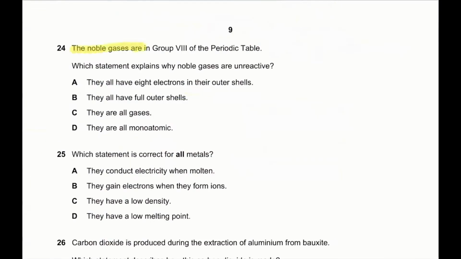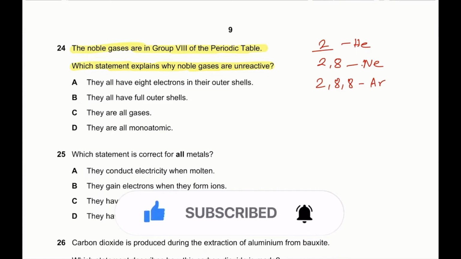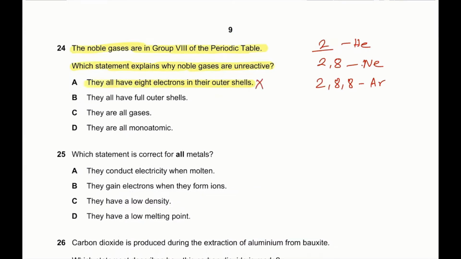Then question number 24. The noble gases are in group 8 of the periodic table. Which statement explains why noble gases are unreactive? The reason why noble gases are unreactive is because of their electronic configuration. As you can see, helium is 2, neon is 2,8, argon is 2,8,8. Having 8 electrons in the outer shell for argon and neon, and having 2 electrons in the only shell of helium makes them stable. Well, not every one of them has 8 electrons in the outer shell, but they all have full outer shells. Yes, that is a correct statement, which is why they are unreactive. So for question number 24, B is the correct answer.